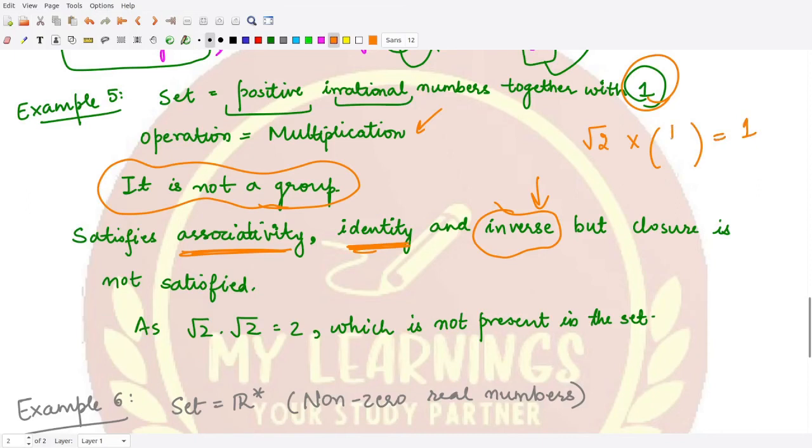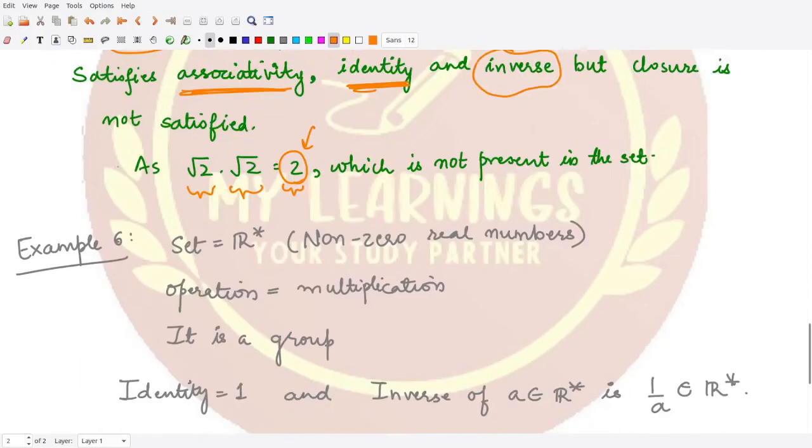inverse, what would that be? It would be 1 by square root 2, which is again an irrational number. So inverses also exist in this case. But the closure property is not satisfied, because when you multiply square root 2 with square root 2, you get back 2, and 2 is not an irrational number. In fact, it is a rational number. So it is not present in the given set of positive irrational numbers. Therefore this does not form a group, because the operation given is itself not a binary operation.